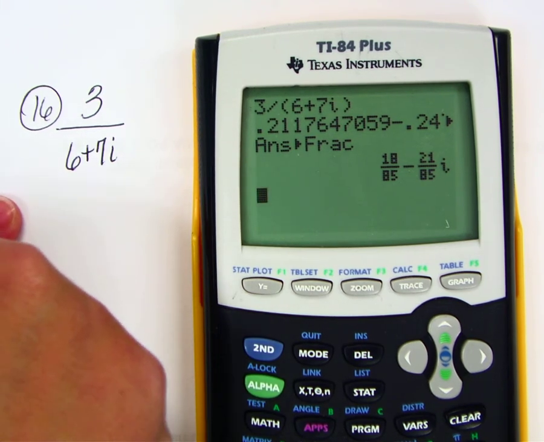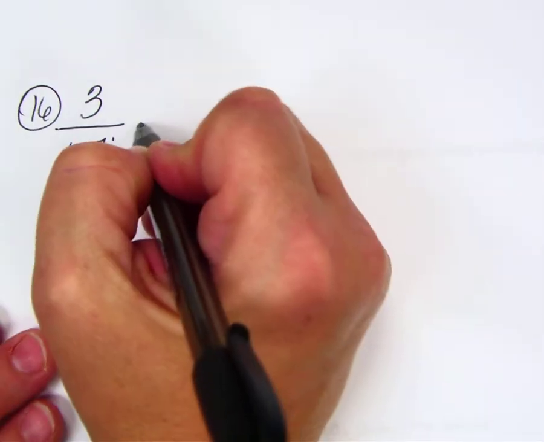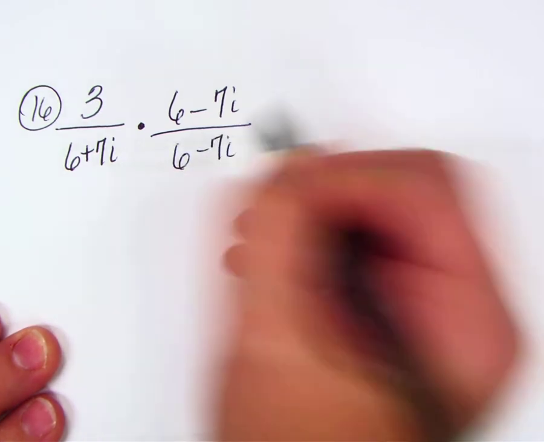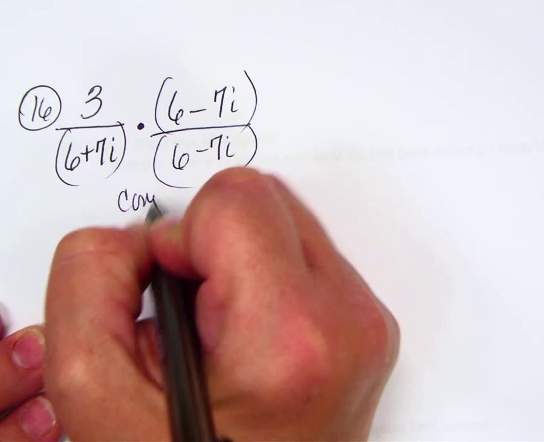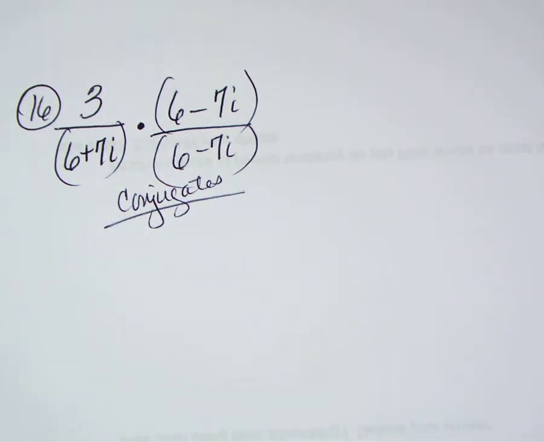Well, how? I got C. Okay, if you do it the other way, 6 minus 7i over 6 minus 7i. Wait, minus. Oh, my God. Conjugates. I forgot you had to switch this. You gotta be kidding me.